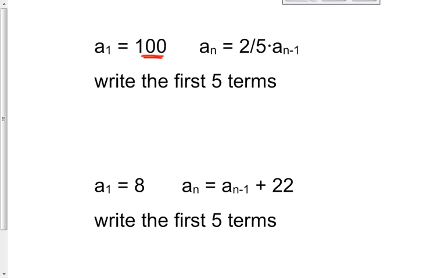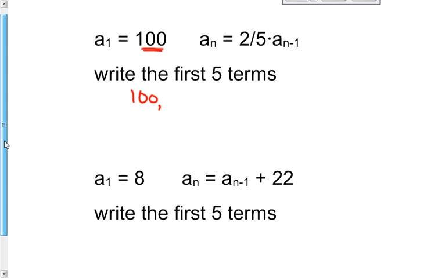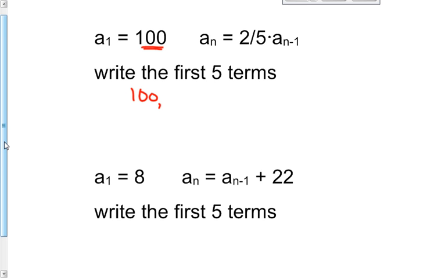Well, my first term obviously has to start with 100. Then I'm going to take 100 and times by 2/5. Then take that new number and times by 2/5, and so on. There's a very quick and easy way we can do this on our calculators. And it has to be done in a graphing calculator. I'm not sure if it would work on just a scientific.